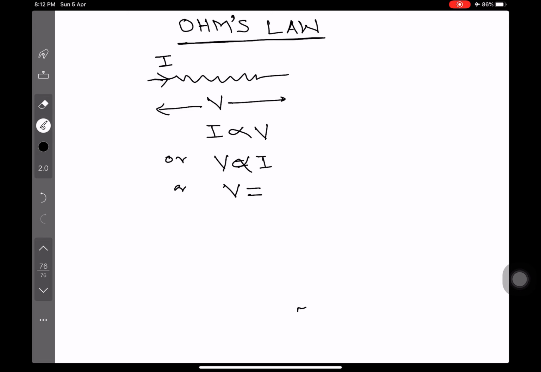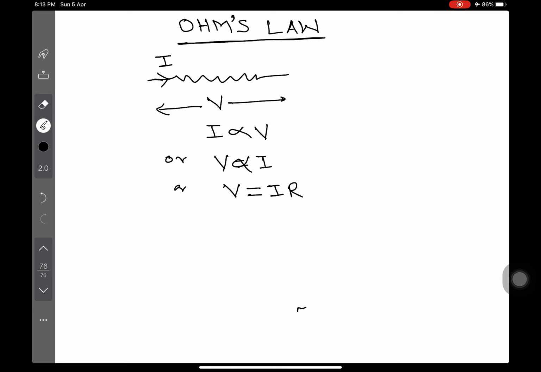constant, and that constant is R, so V = I into R, where R is the constant of proportionality and is known as the resistance of the given conductor. Its value depends upon number 1, nature of the conductor, number 2, length of the conductor, number 3, area of cross section of the conductor, number 4, its temperature.